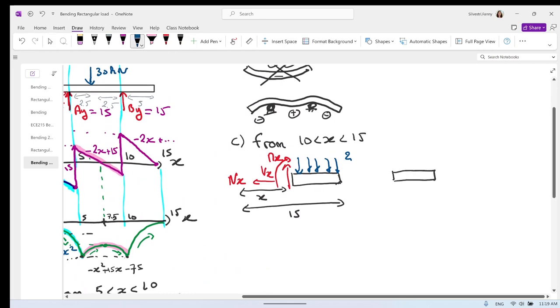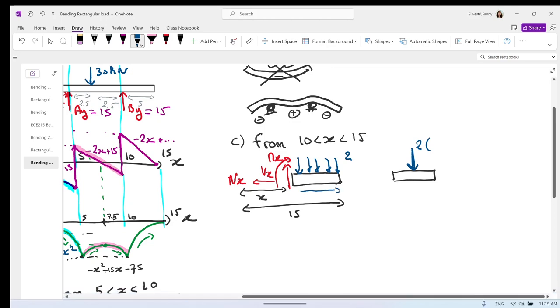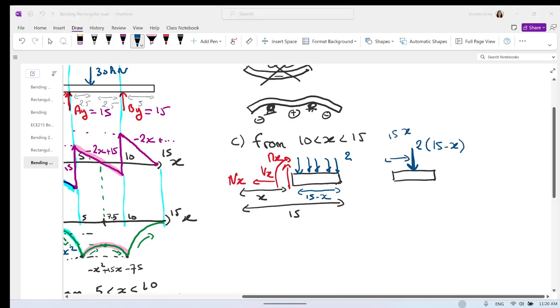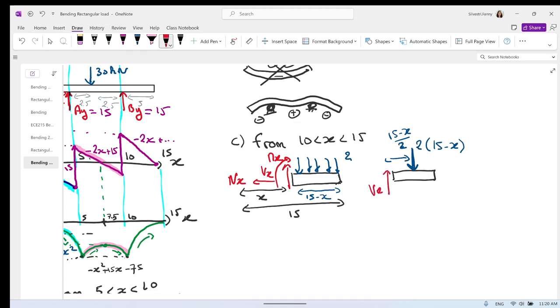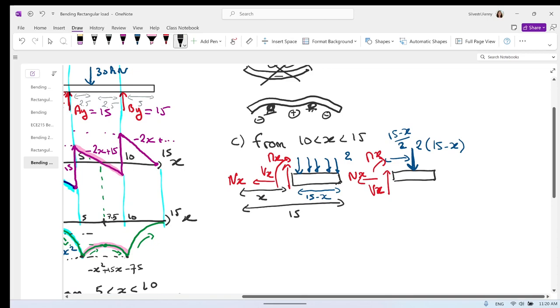Okay, so the distributed load there is 2. The resultant force of the distributed load will be 2 times the distance there, that is 15 minus x, so times 15 minus x. This distance there will be 15 minus x divided by 2. Be careful of those distances. And after that, we have Vx up and Mx, and we can do our equation.